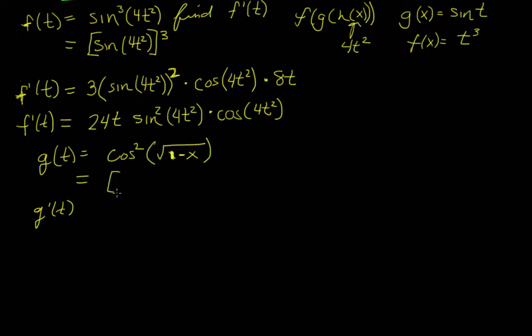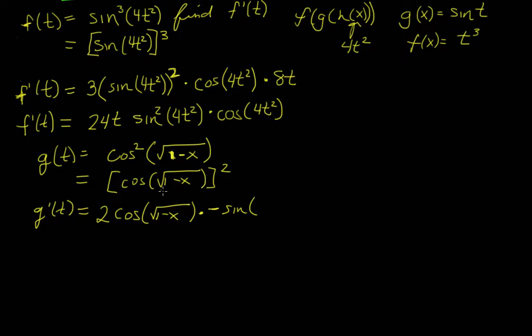I'm going to rewrite this as cosine of the square root of 1 minus x, and that's being squared. We start on the outside, so the derivative will be 2 times whatever's inside, which doesn't get changed: cosine of the square root of 1 minus x. Then, using the power rule again, we drop the exponent by 1, and so that becomes a 1. Now I'm inside a cosine. The derivative of cosine is negative sine, and I keep the inside the same, the square root of 1 minus x.